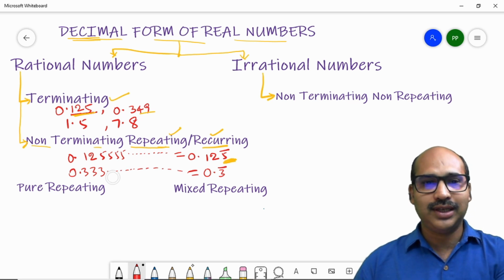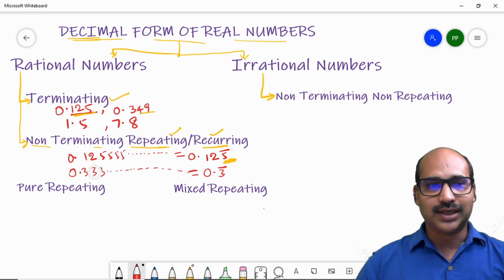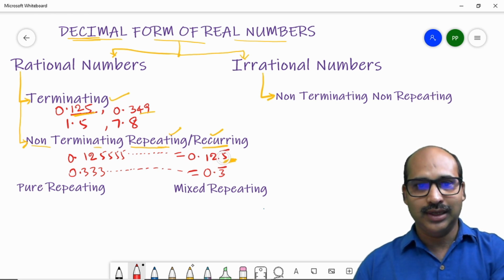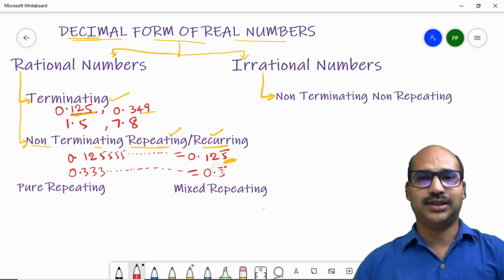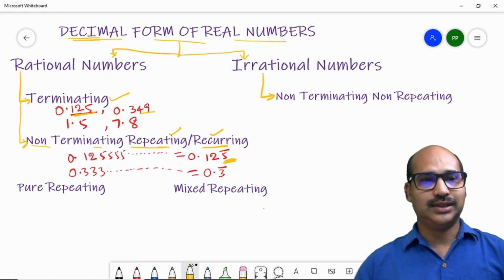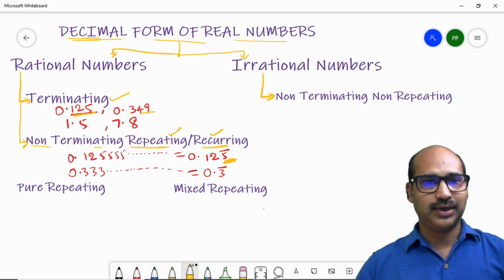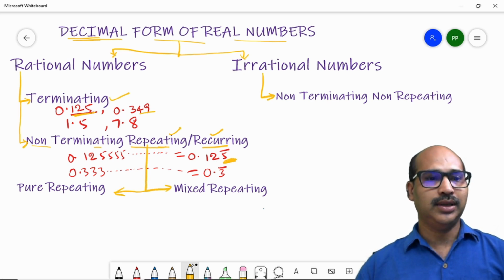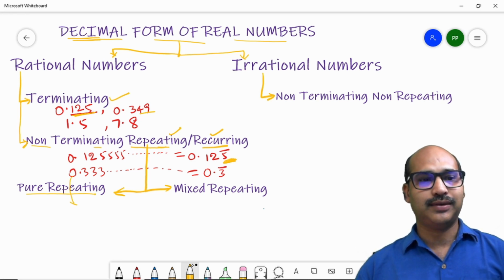Of course, here 3 is continuously repeated, but in this example, after the decimal, 1, 2, two digits are not repeated, then 5 is continuously repeated. So based on this repetition structure, again, this is the non-terminating, repeating, recurring case. This one is categorized into two. What is that? Pure repeating. Pure repeating in the sense like this kind of example.